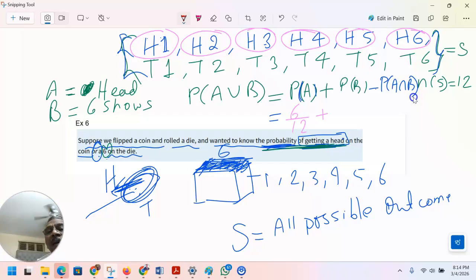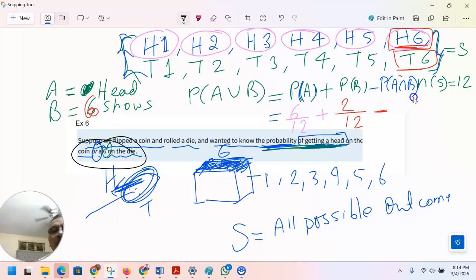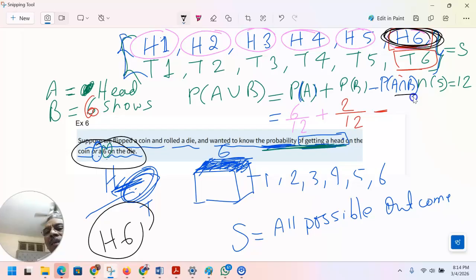Second one is B, 6 shows up. Now, which are the places that 6 is showing up? And you can see 6 is right here, and 6 is here, so there are 2 places, so 2 out of 12. Now minus, which are the ones that show both? So A and B means head first, and 6 second. And you can see the only option is the black color. There's only one, so 1 out of 12.